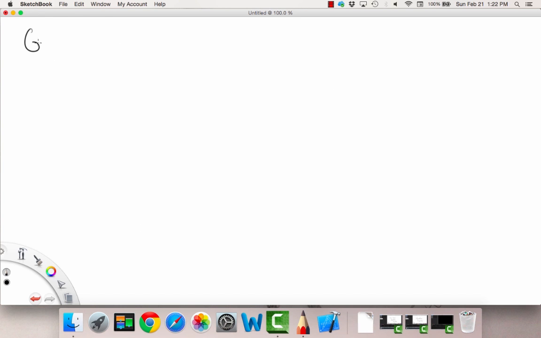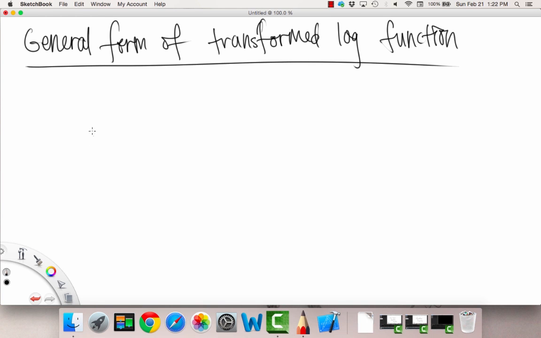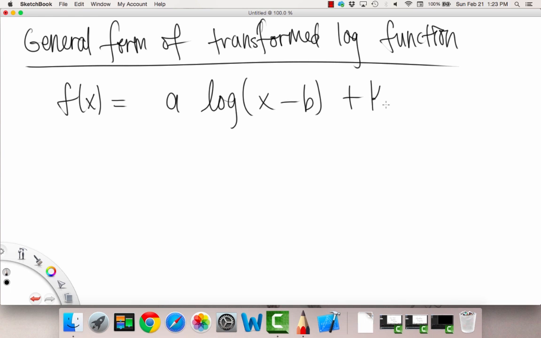Okay, so now let me write the general form of a transformed log function, because we've been kind of doing pieces here and there, but haven't quite gotten the whole thing. So the general form of a transformed log function looks like this. f of x is equal to a times log of x minus b, and then plus k. Alrighty, so this doesn't look too bad. We just have, instead of like x squared or something, this log thing here, because we're dealing with a log function.